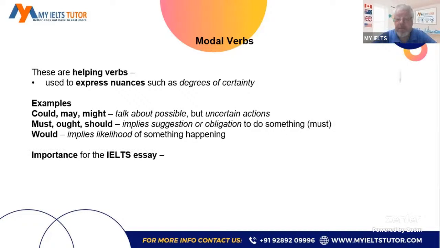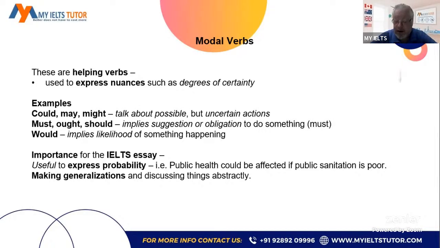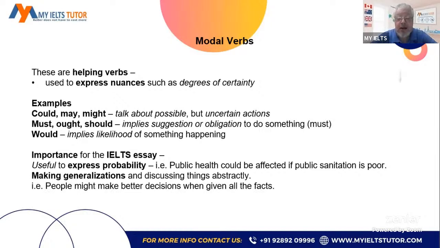So the importance, besides what I just said, is they're useful when you want to express probability of something. For instance, if you read this sentence here, I have it as an example. When you want to express probability, you want to use a modal verb. And then when you want to make generalizations and discuss things abstractly. For instance, people might make better decisions when given all the facts. Okay? So that's what you want to do.